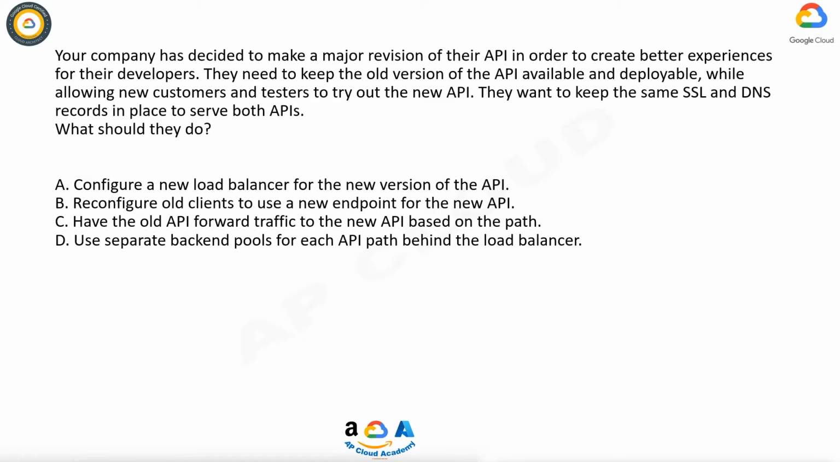What should they do? A. Configure a new load balancer for the new version of the API. B. Reconfigure old clients to use a new endpoint for the new API. C. Have the old API forward traffic to the new API based on the path. D. Use separate backend pools for each API path behind the load balancer.